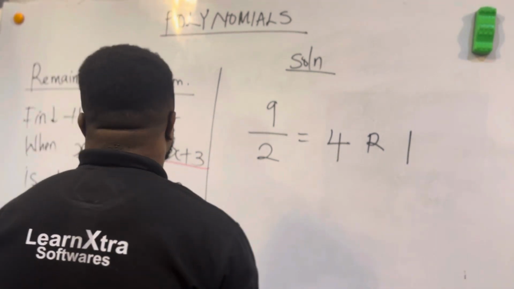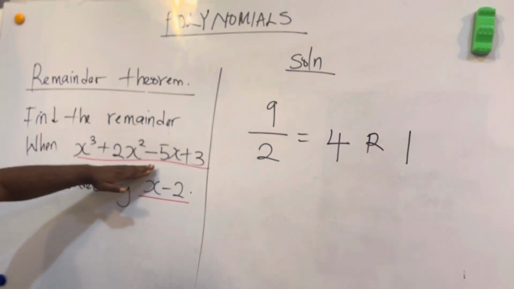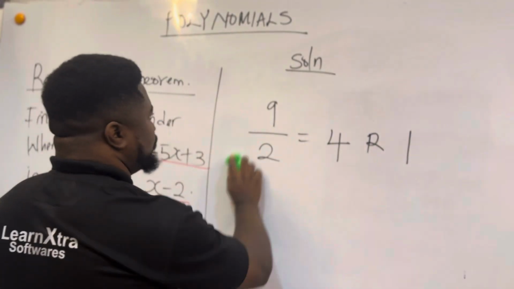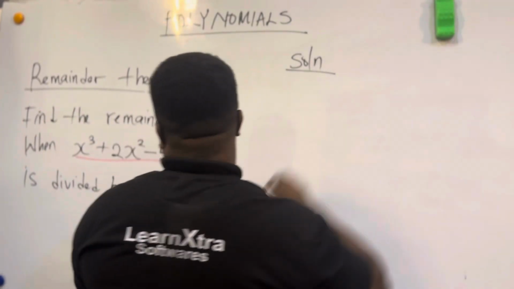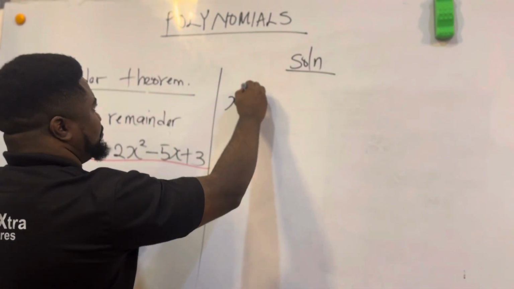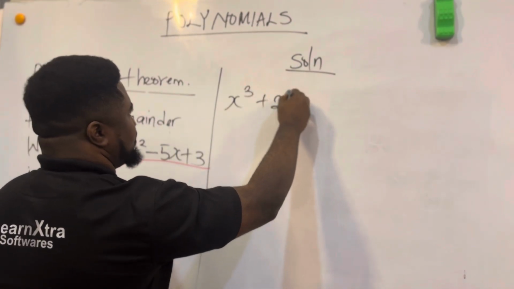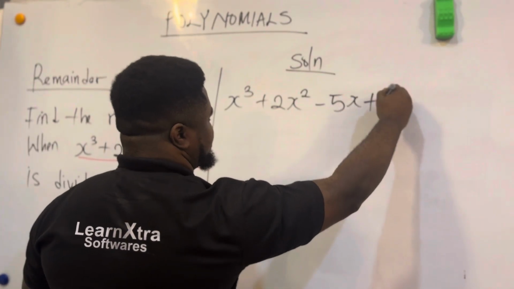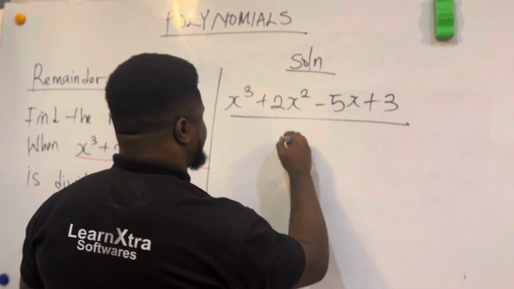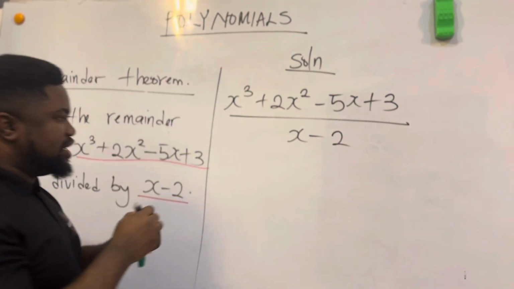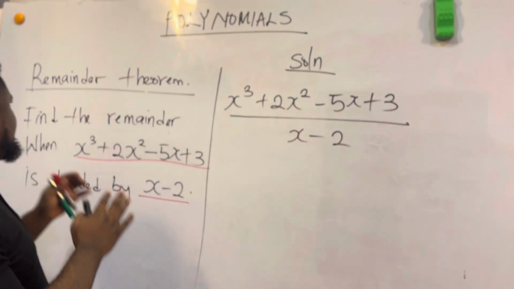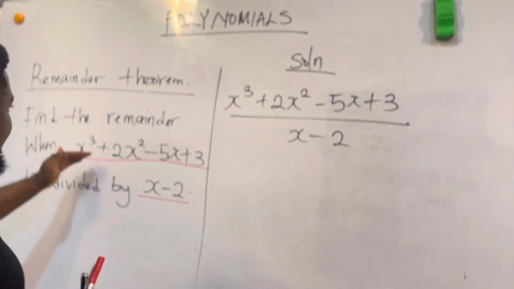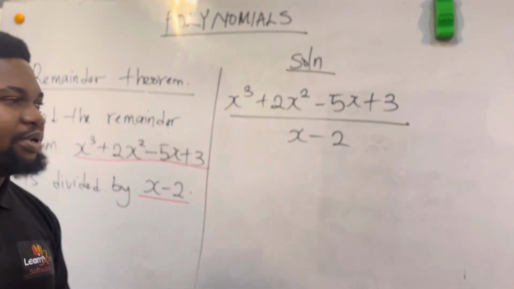Now, what they are giving us is this divided by this. They are giving us to evaluate x cubed plus 2x squared minus 5x plus 3 divided by x minus 2. In this case, we have to use remainder theorem. To find remainder, always apply remainder theorem. So how do we do this?